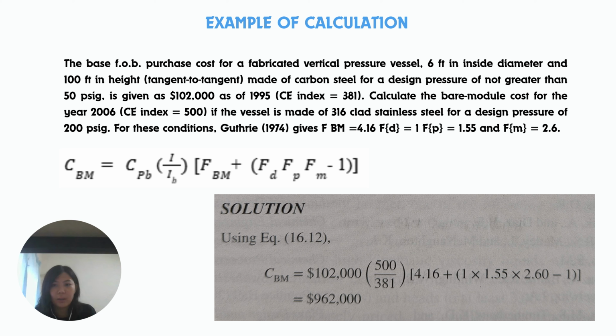For this condition, Guthrie gives FBM equal to 4.16, FD equal to 1, FP equal to 1.55, and FM equal to 2.6. And by using the equation, we can calculate the CBM. We insert the 500 as I and 381 as IB and substitute all of the values in the equation to calculate the CBM.